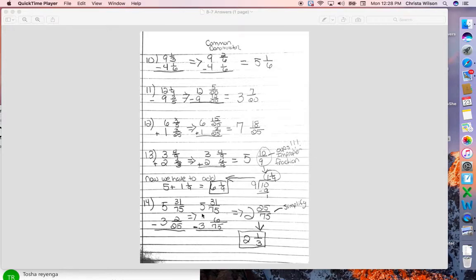Okay, and then last one, number 14, that common denominator I found was 75, because you could multiply this by 3 to get a 75. And then I ended up with 2 25/75. Okay, but I could simplify that. So make sure you are simplifying to the smallest form. And the final answer is 2 1/3.